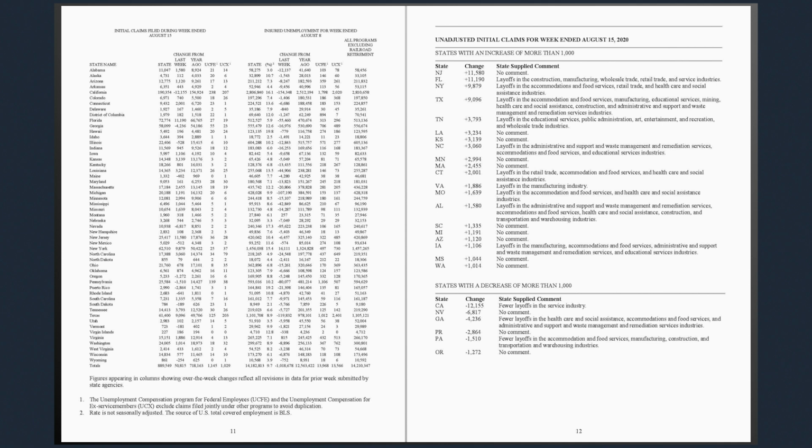State. Change. State supplied comment. California. Minus 12,155. Fewer layoffs in the service industry. Nevada. Minus 6,817. Georgia. Minus 4,236. Fewer layoffs in the healthcare and social assistance, accommodations and food services, and administrative and support and waste management and remediation services industries. Puerto Rico.